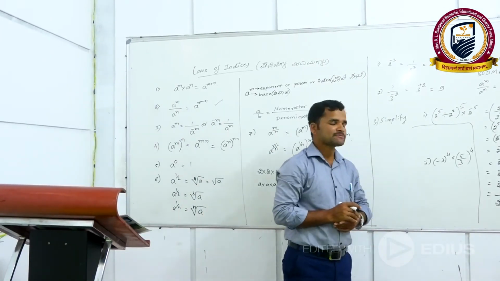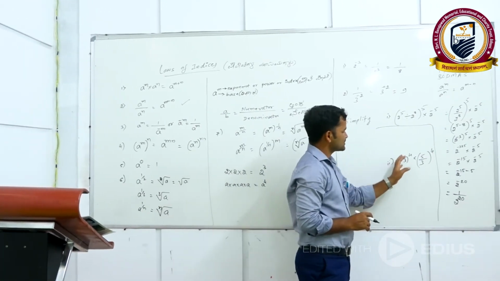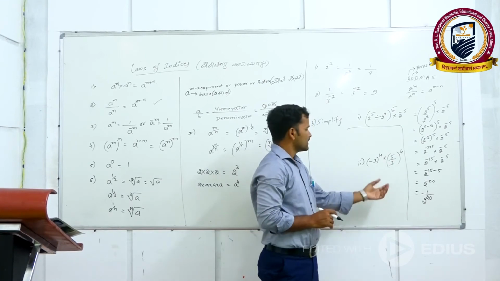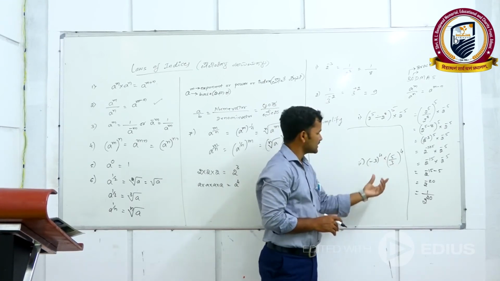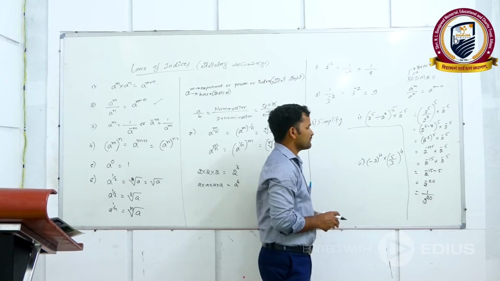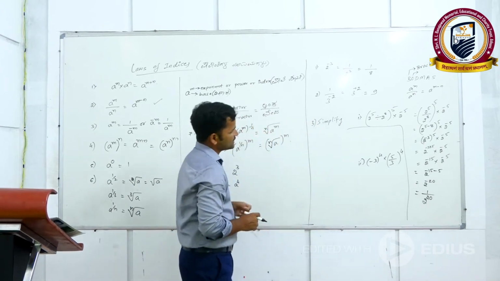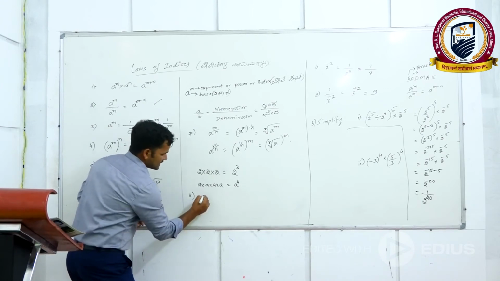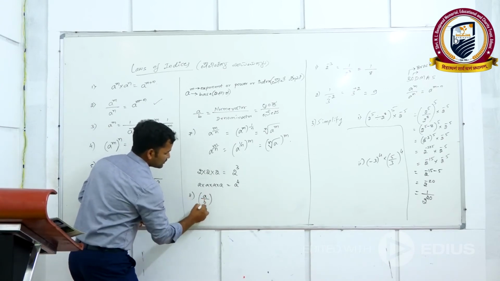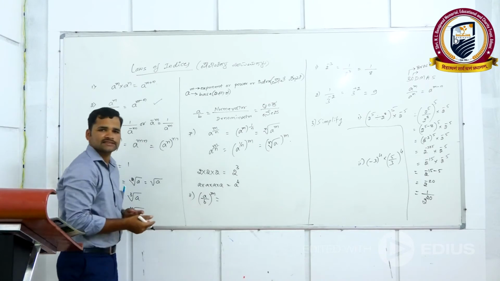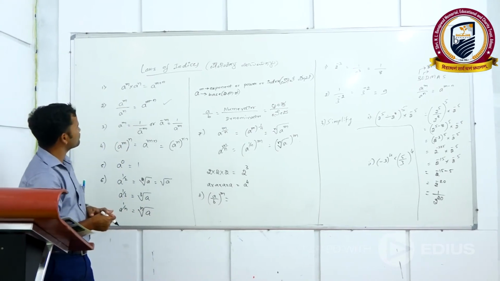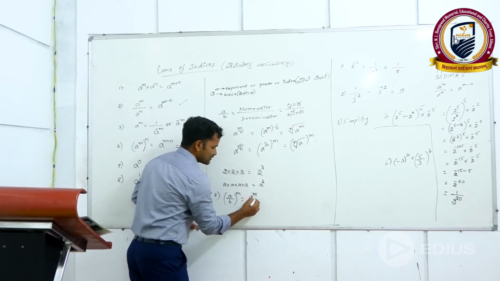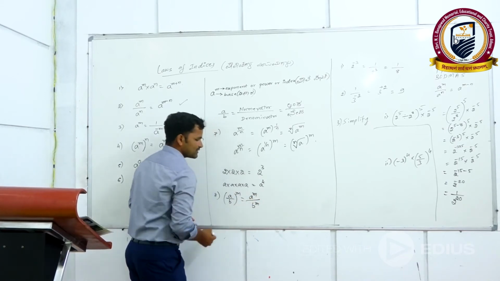Coming to the next problem: minus 3 to the 4 multiplied with 5 by 3 whole to the power of 4. This one we should evaluate first, 5 by 3 to the power of 4. For that you can remember one more law, that is a by b whole to the power of m. How can we take this one? This can be taken as a to the power m by b to the power of m.